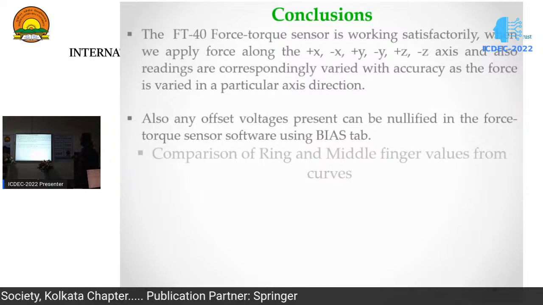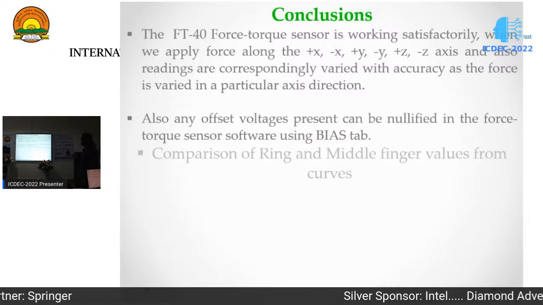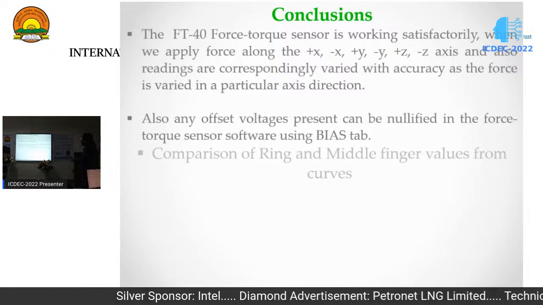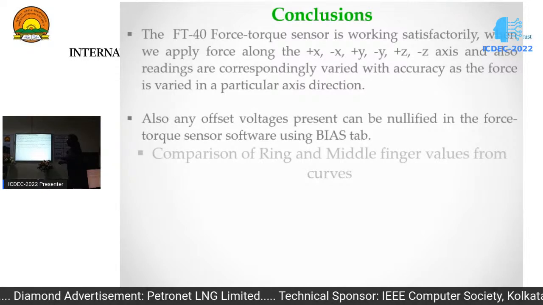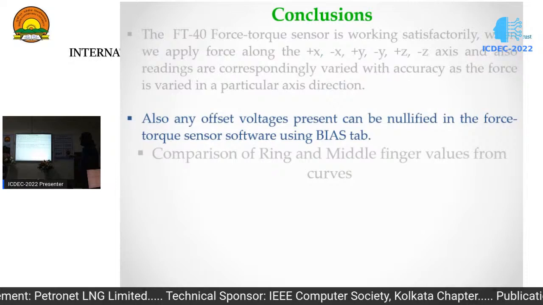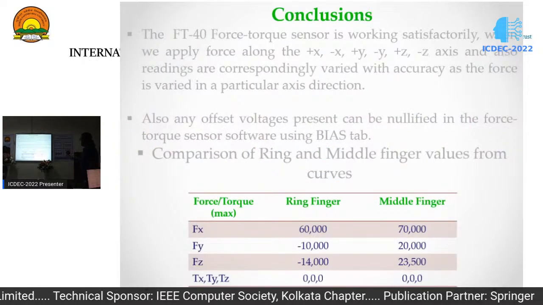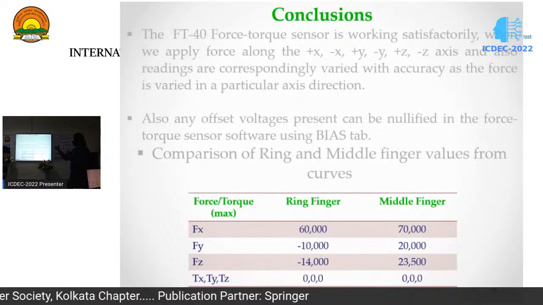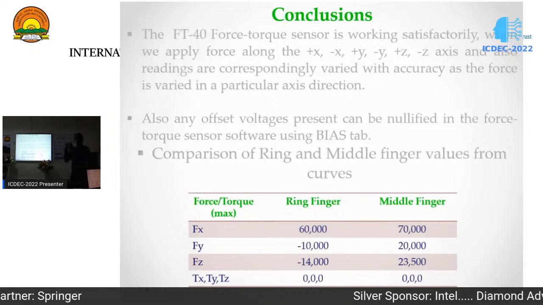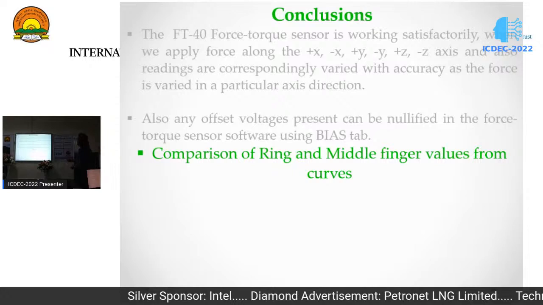Okay, sir. The conclusion is that the force torque sensor is working satisfactorily when we apply forces in all three axes. If there are any offset voltages already present, there is a bias, and by means of that you can nullify it. If you compare the results of the middle and ring fingers, the middle finger is stronger when making a grip, and the weakest finger is the pinky finger. If you want to open, you can open like this.